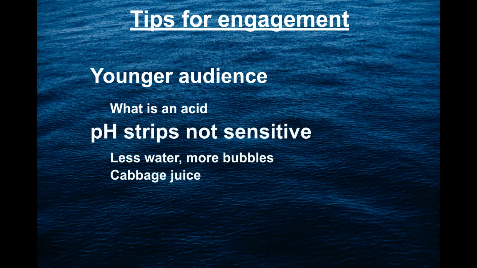Sometimes the pH strips may not clearly show a dramatic difference in pH. If this happens, you should try using less water and blowing bubbles for a little longer. If you don't have readily available access to pH strips, cabbage juice is another good indicator of pH change.